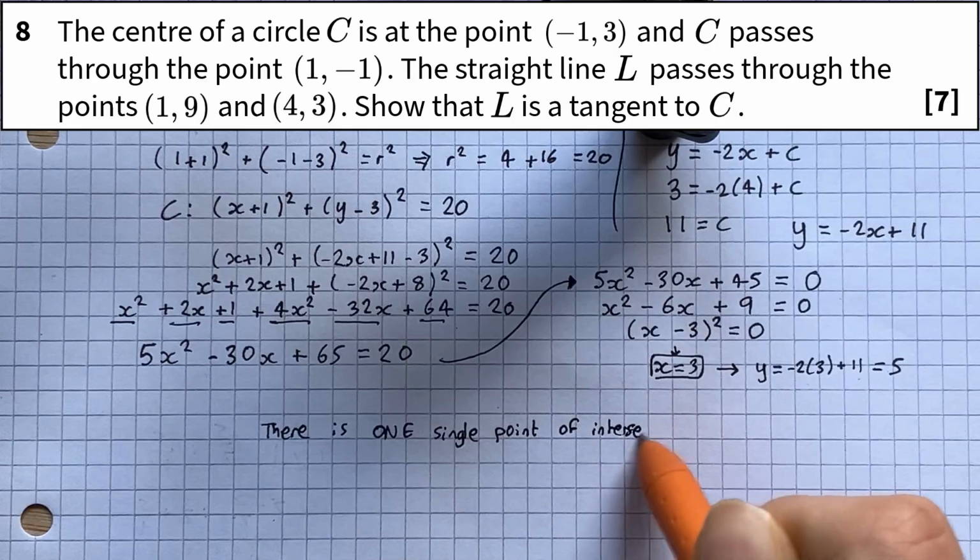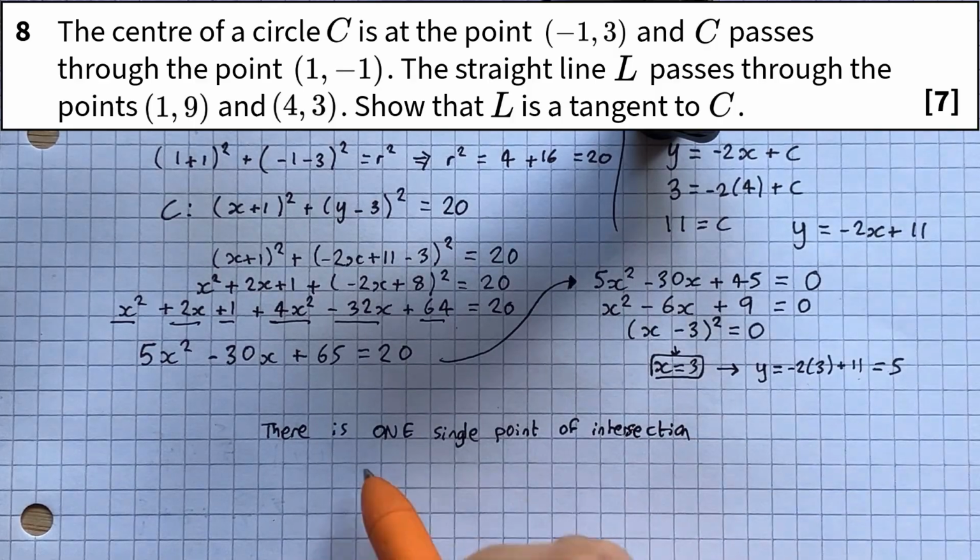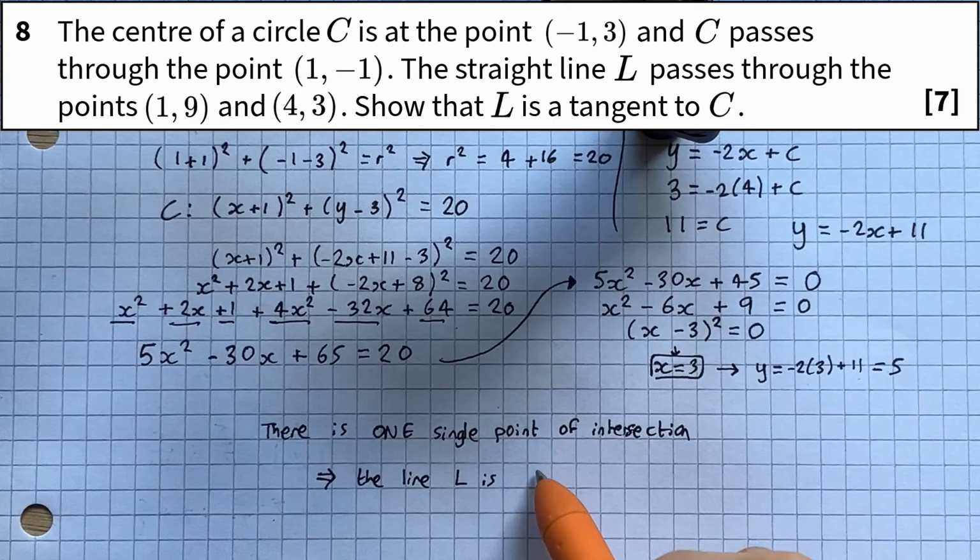And that's exactly the definition of being tangent. If it only touches once on the circle, it has to be tangent to the circle. Therefore, the line L is tangent to C.